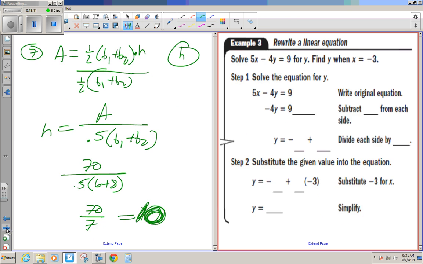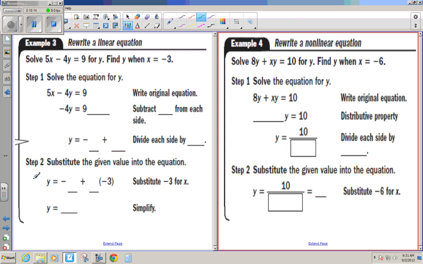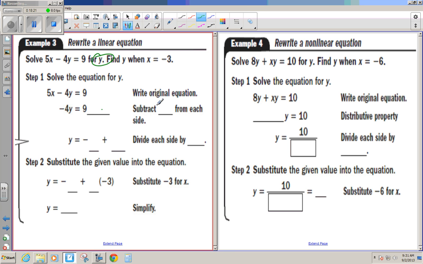Getting close. Rewrite a linear equation. All right, so it's just like a formula. You got to solve for y, so we undo the operations. We subtract 5x from both sides. Divide each side by negative 4. And we're done. Now you substitute in the given value. So x is negative 3. So you put negative 3 in there.